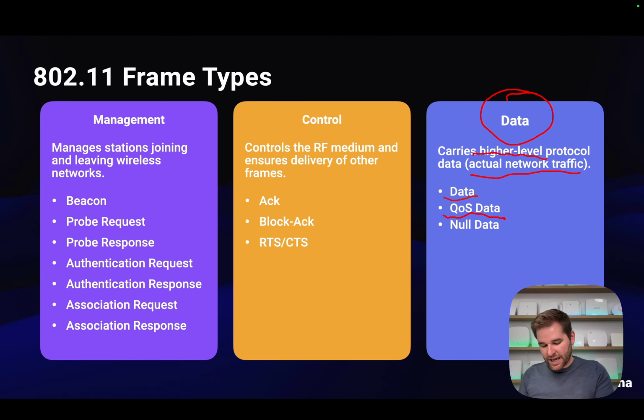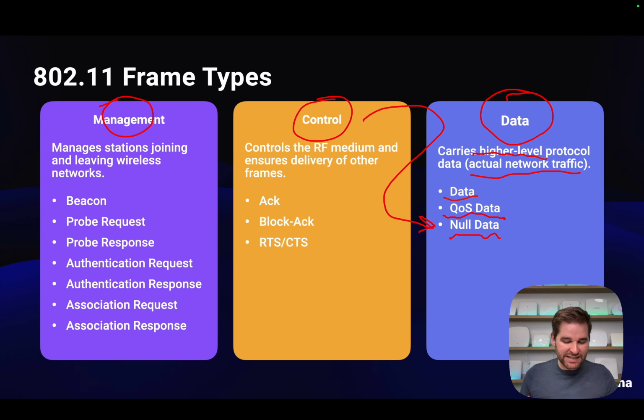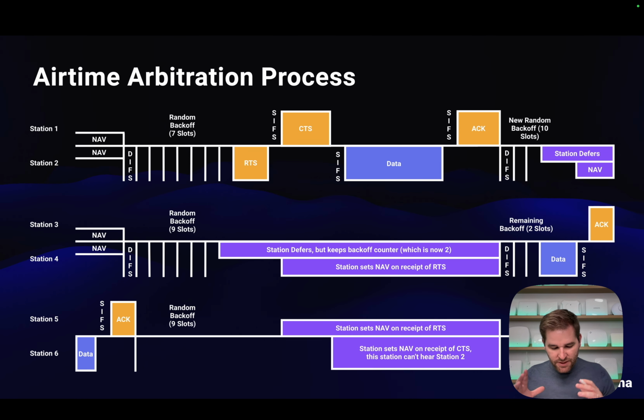And then we have null data frames, which are used for things like power save polls and stuff like that. It's like we had another frame type and they didn't really fit into control frames. They didn't really fit into management frames. And so we sort of shoehorned them into data frames. They're not really data frames, but they kind of live there anyway. So what I want to do now is let's talk about how devices decide who gets to talk next.